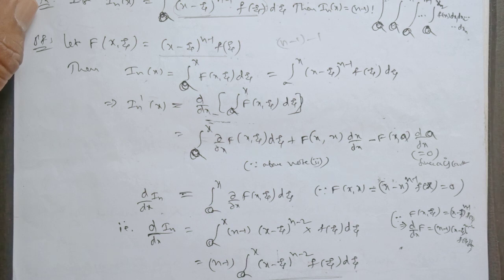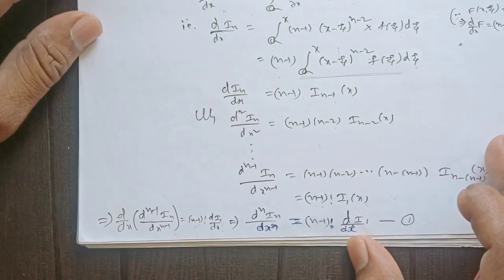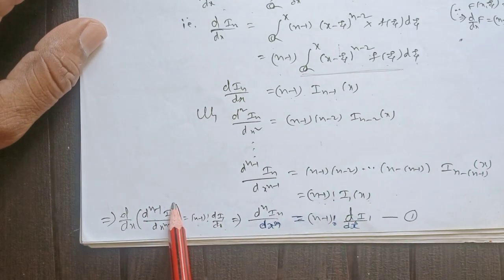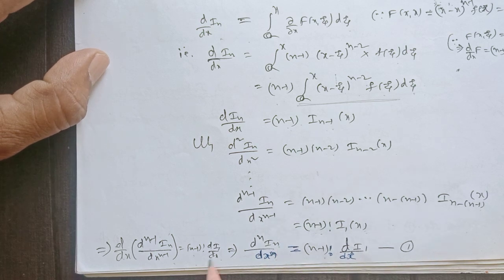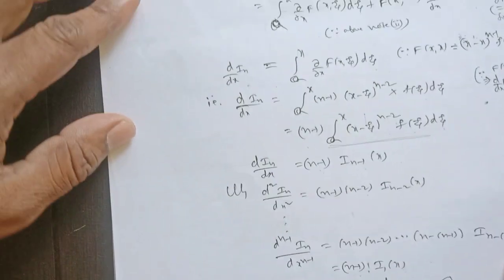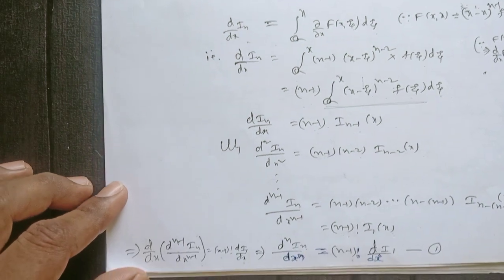After this, again I want to differentiate, d to the power n minus 1 by dx to the power n minus 1, this function with respect to x one more time. This is equal to n minus 1 factorial into dI_1 by dx. We already differentiated n minus 1 times, and here one more time, so the total number of times of differentiation is n times. So d to the power n by dx to the power n of I_n is equal to n minus 1 factorial of dI_1 by dx. This is the differentiation of a function under the integral sign procedure.